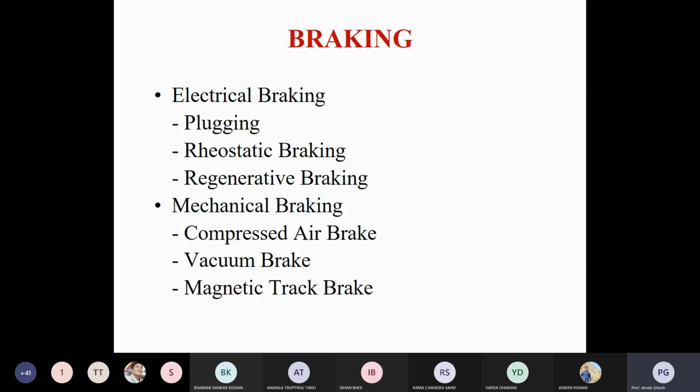Then the magnetic track brake. If you give the power supply, the electromagnets will act like a brake shoe, holding your wheel. Normally you can observe minutely the below portions of the locomotive and the train bogies when you are traveling from one place to another.